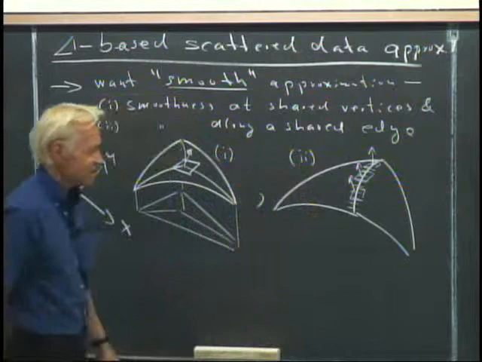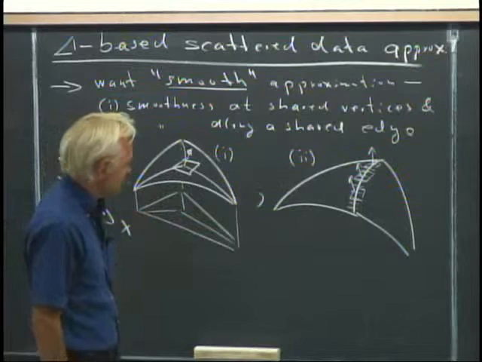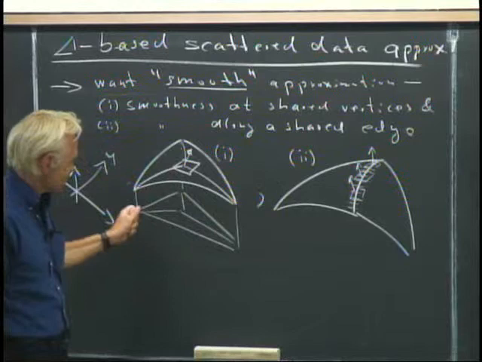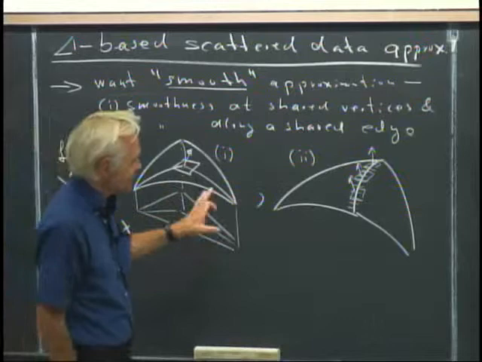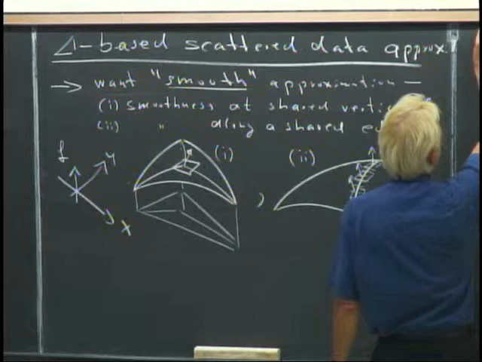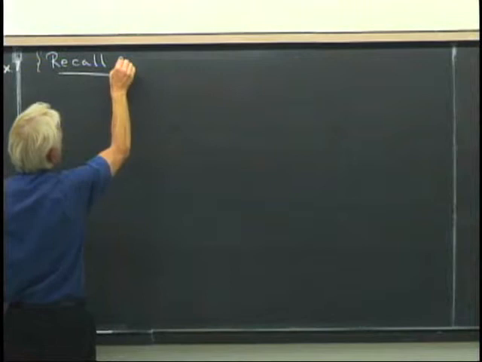So going back one step from the bivariate setting, I go back to the univariate setting and ask the question: what are we given at the endpoints of a segment, or at the corner points of a triangle, and how do we get a smooth curved patch in the middle to begin with? Recall the 1D, univariate case.